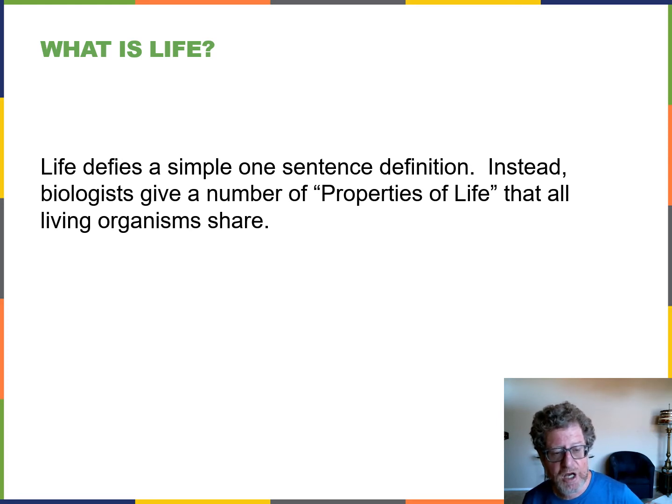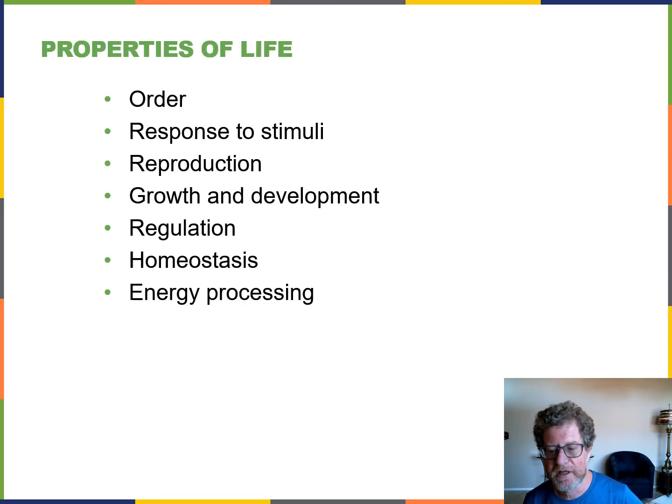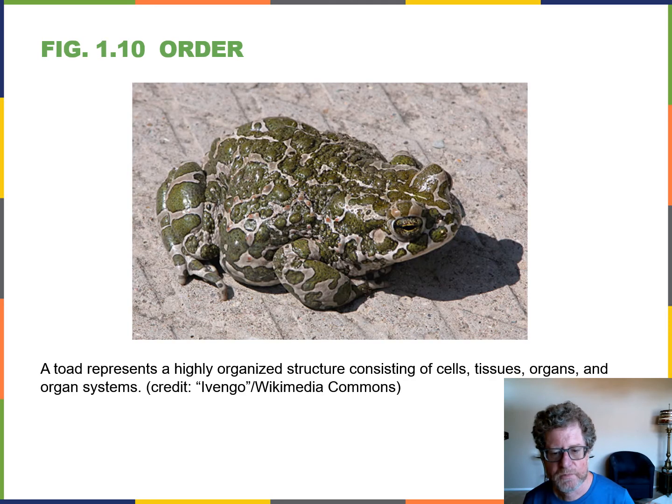But believe it or not, there's no simple definition for what makes something alive. Here are some properties of life that all living organisms share. So scientists say living things have order, they respond to stimuli, they reproduce, they grow and develop, there's regulation, there's homeostasis, and there's energy processing.